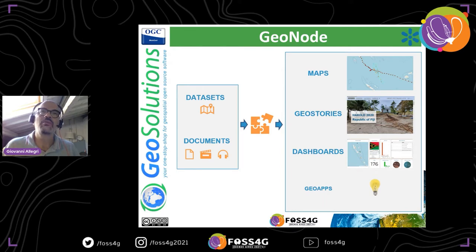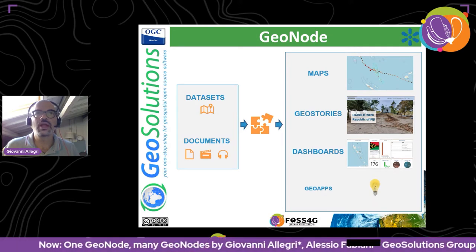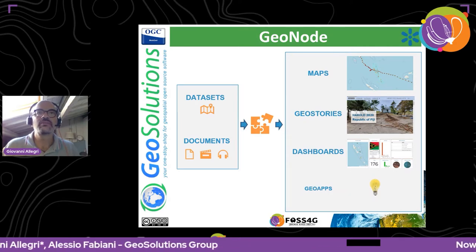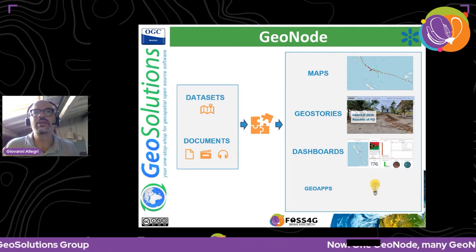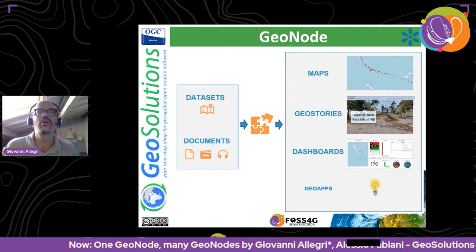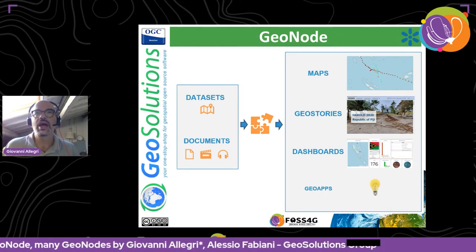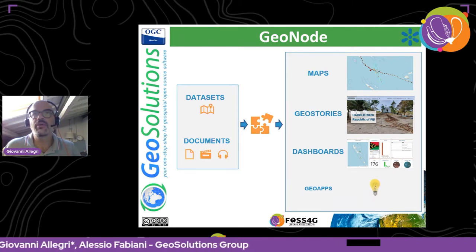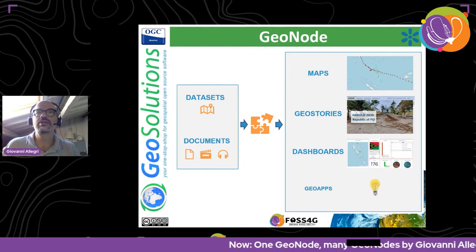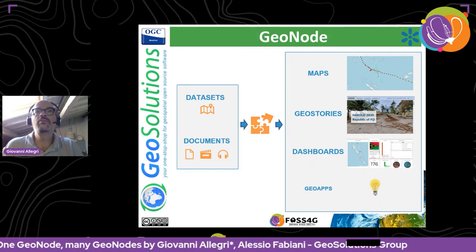It's not mentioned here, but of course, when the data inside Geonode are ready to be used as OGC services directly, CSW services, the catalog already provides the datasets and all the metadata for the datasets. But you can go on and build other applications on top of these base resources, which are maps, GeoStories, dashboards, and whatever other GeoApp. GeoStories and dashboards are GeoApps. So this is a concept which is generic in Geonode. So any other module can implement a specific GeoApp.